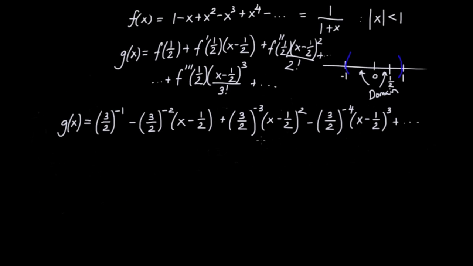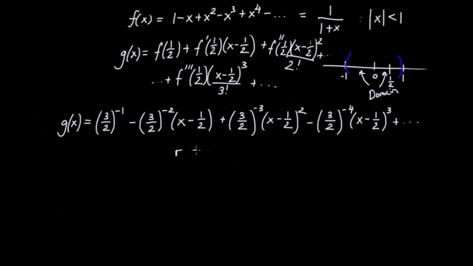So here I have the series g of x just written out more cleanly. Now what I'm going to do is recognize that this is a geometric series, lo and behold. And it is also, lo and behold, an alternating geometric series. And now let's apply our usual analysis to the geometric series.